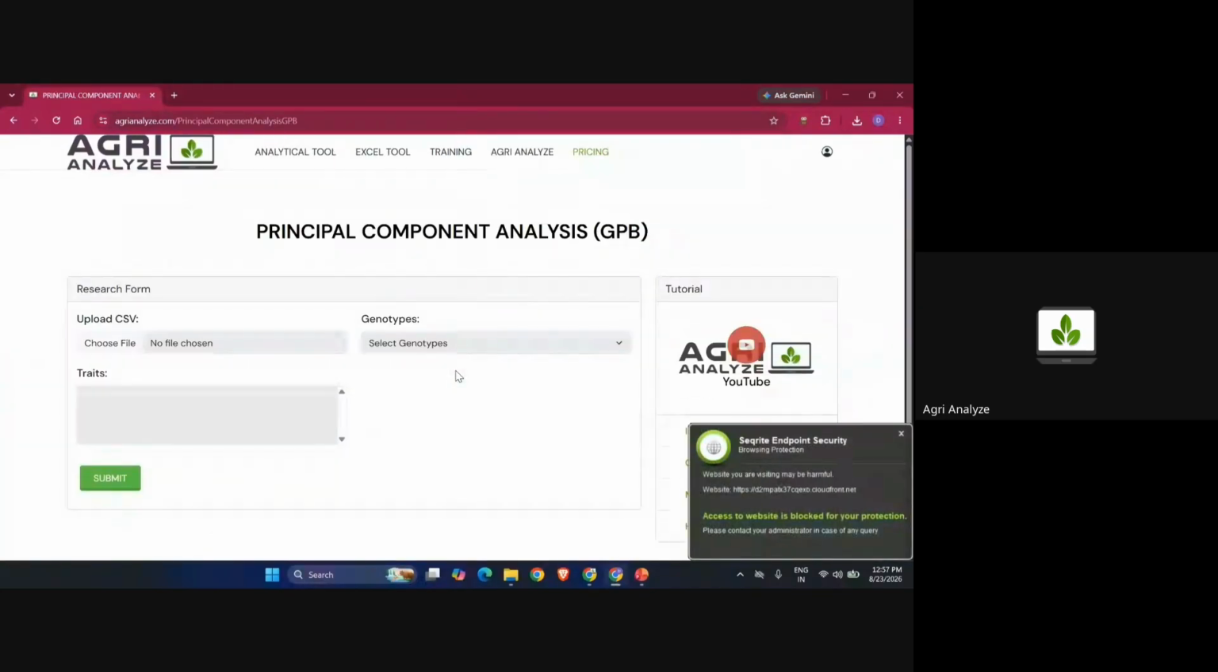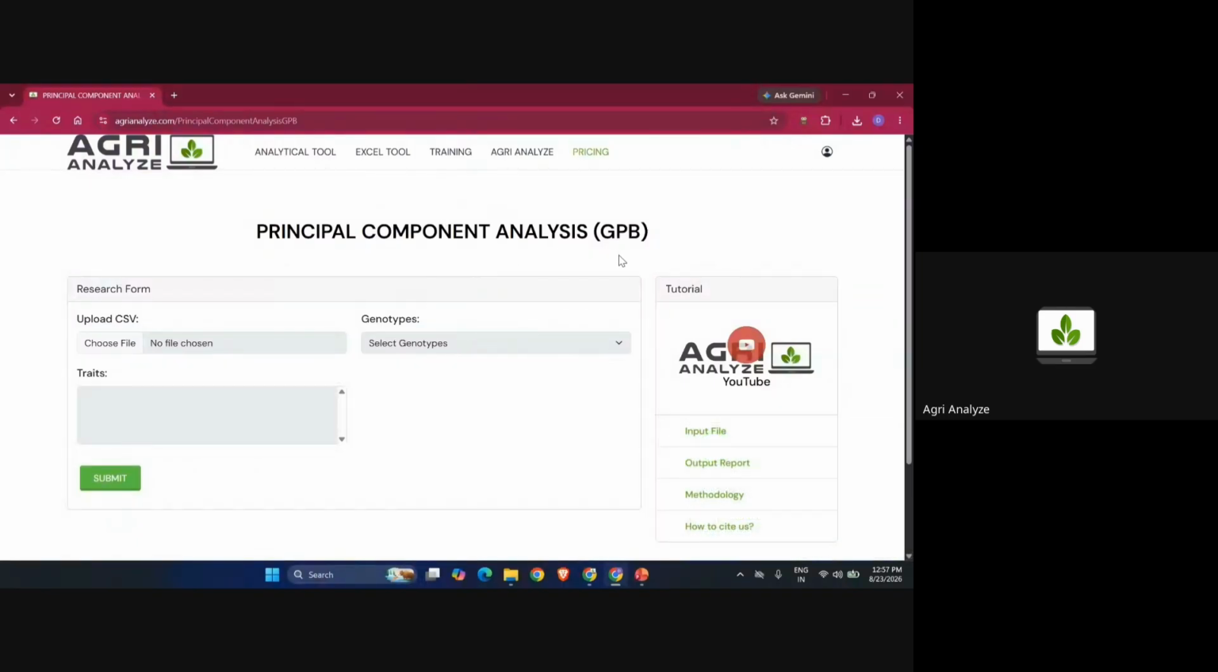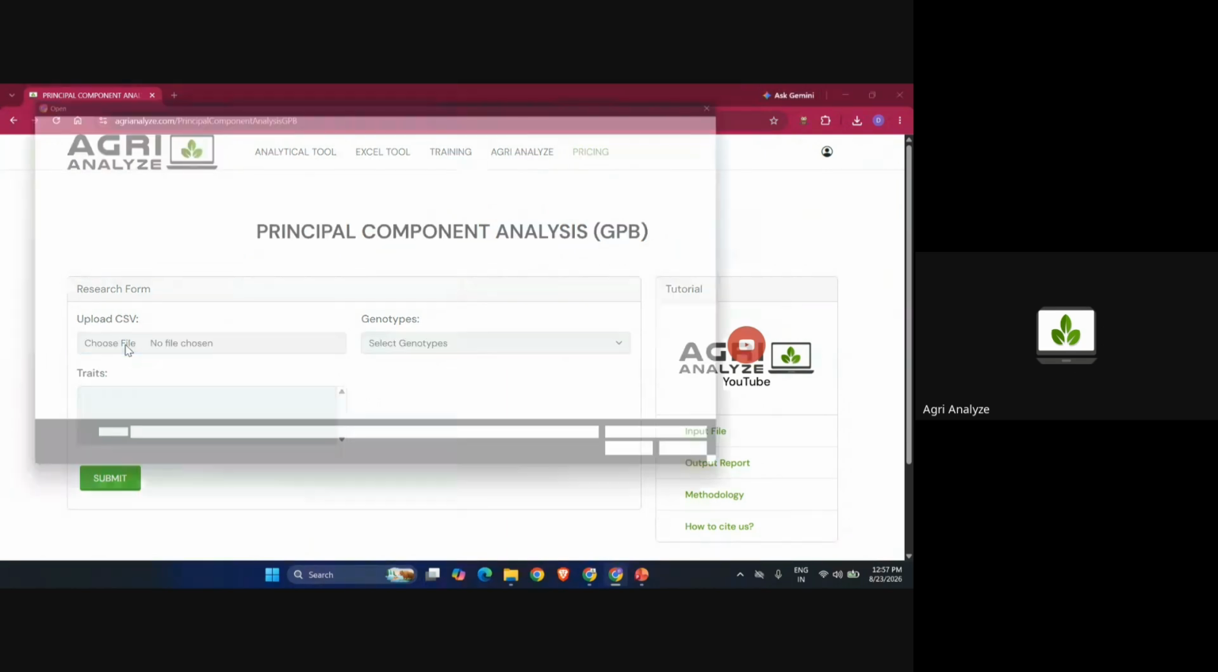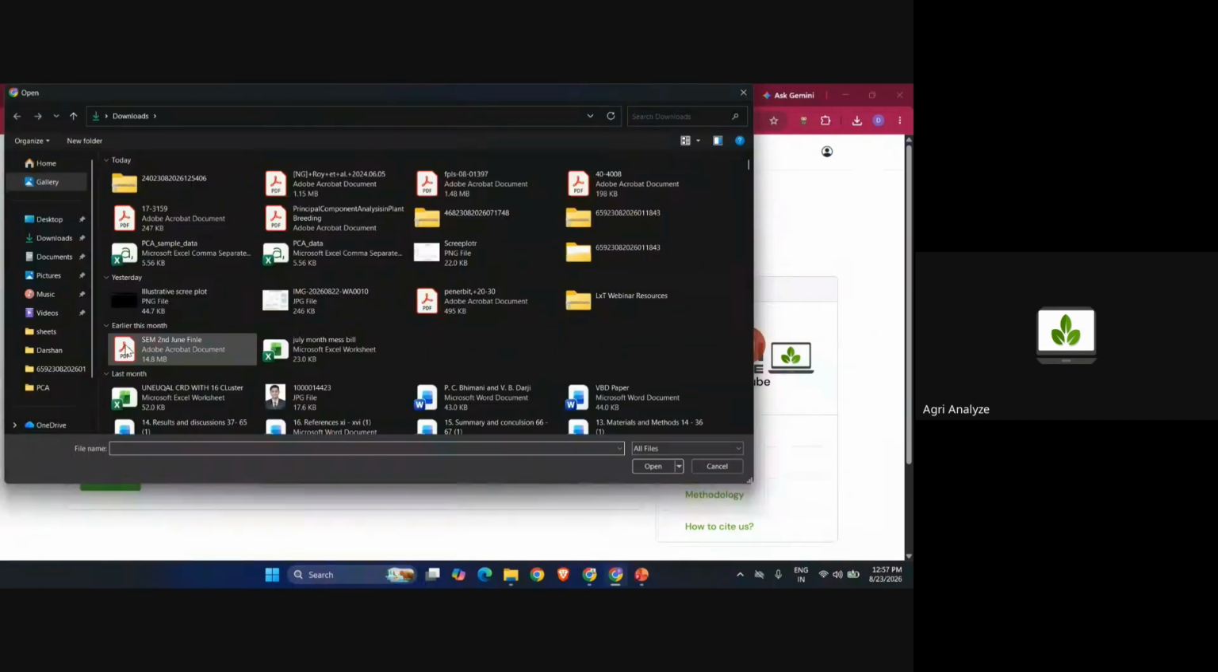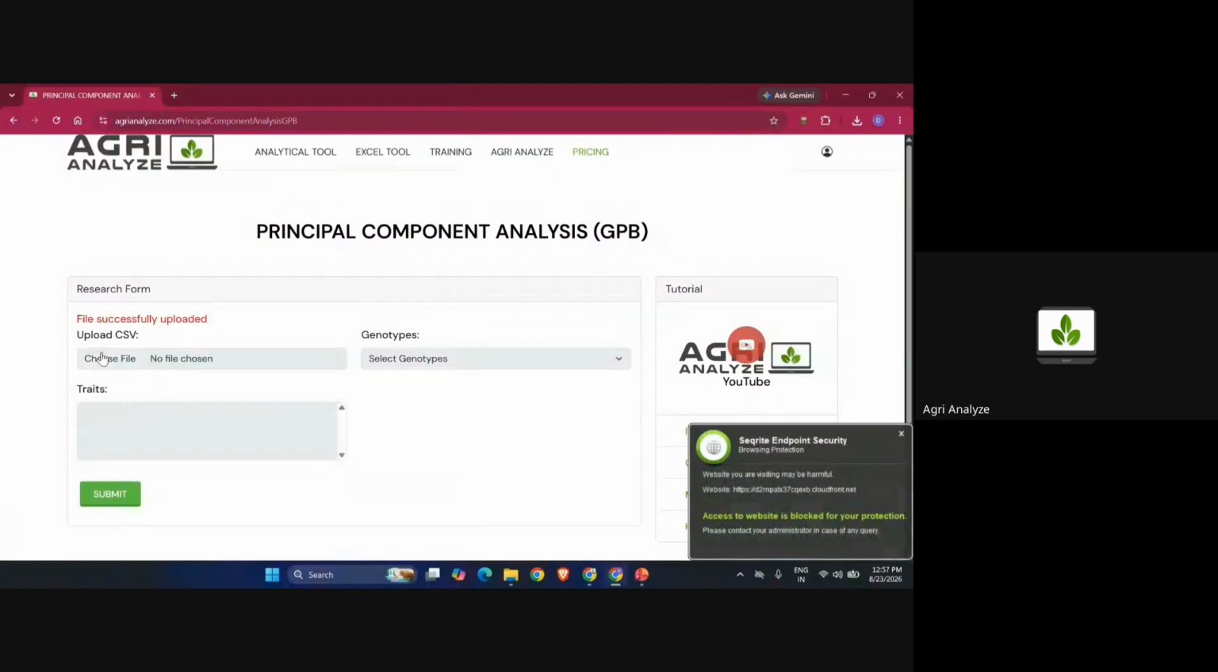So after clicking this, you get this window for principal component analysis. So we have to select your data file in CSV format. I will explain what the format for your data set in the CSV file is. So here we have the data file PCA sample data, which was given in the zip folder. So this is the PCA sample data set in CSV format. So we have to upload this CSV file. So here you get the icon, file successfully uploaded.